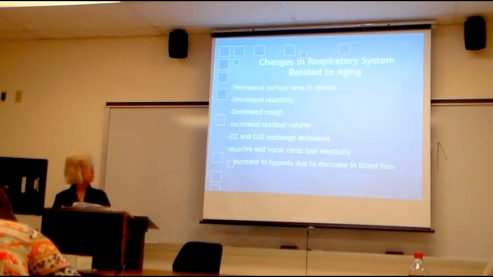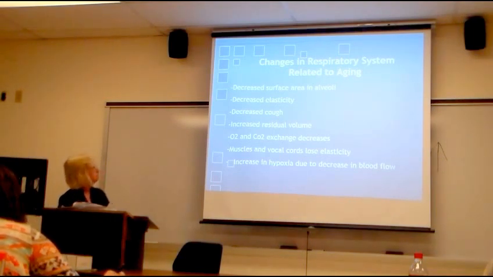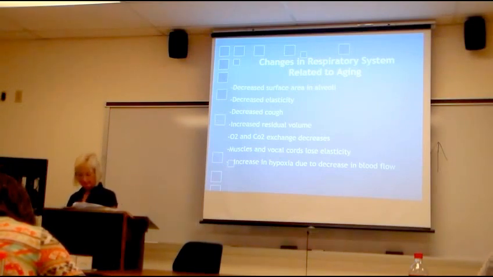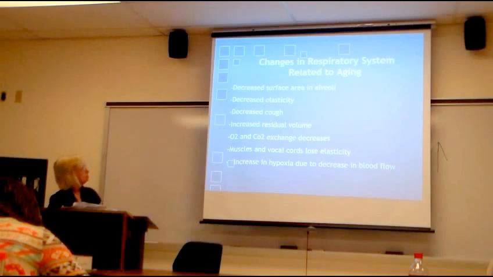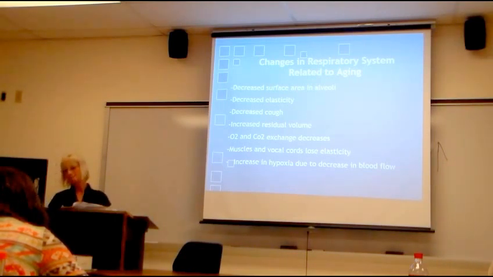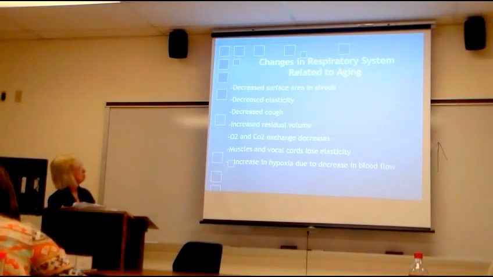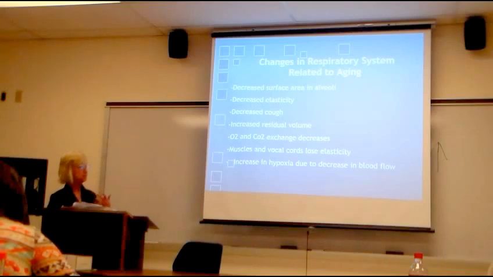Changes in the respiratory system related to aging. Everything happens when you age, basically. You have a decreased surface area in the alveoli. Decreased elasticity of just about everything. A decreased cough response, which of course means you're not going to be getting rid of enough phlegm, the sputum.